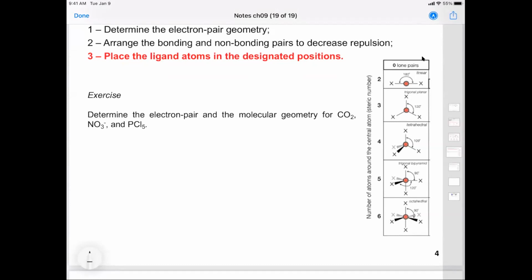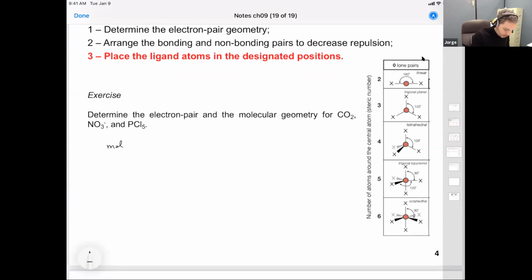Okay, so what I usually like to do is to organize this in a table where the first column is going to be the molecule. So for example, here CO2, and then the second column is going to be the steric number.